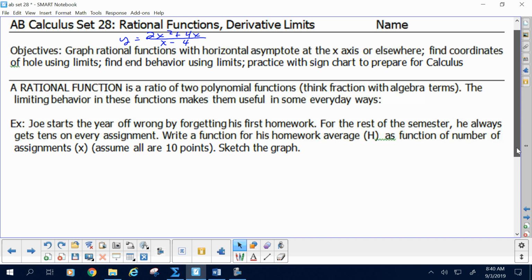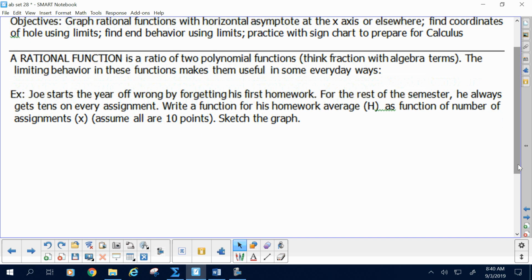Joe starts the year off wrong by forgetting his first homework. Wah, wah. For the rest of the semester, he always gets 10s on every assignment. Write a function for his homework average as a function of the number of assignments x, assuming all homework assignments are worth 10 points. Sketch the graph. I'll give you 1 minute to try that on your own, and then we'll talk it over together, or talk it over with your math amigos.